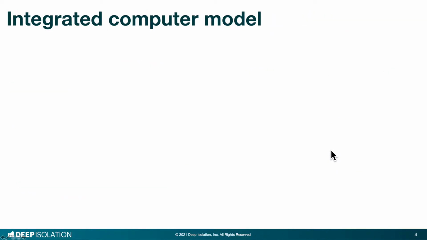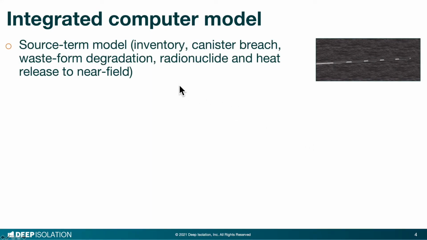The previous and current safety calculations are based on a computer model that integrates the key components of the entire repository system. Let's briefly look at the elements of this integrated model. The so-called source term model is based on the waste inventory. It accounts for canister breach, which initiates the slow degradation of the waste, followed by the release of radionuclides into the borehole and the near field of the repository.